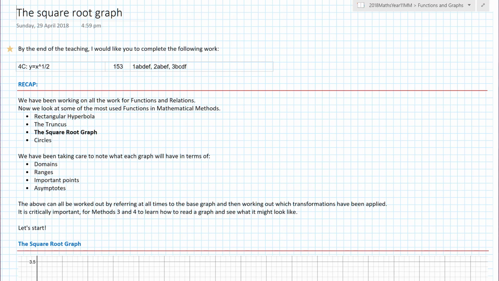Hi guys, and welcome to the continuation of our 4-graph sojourn through our Methods 1 and 2 course. We've already dealt with rectangular hyperbola and the truncus, and today we are moving on to the square root graph. So do me a favour, please have a go at these questions from the Cambridge Essentials textbook.